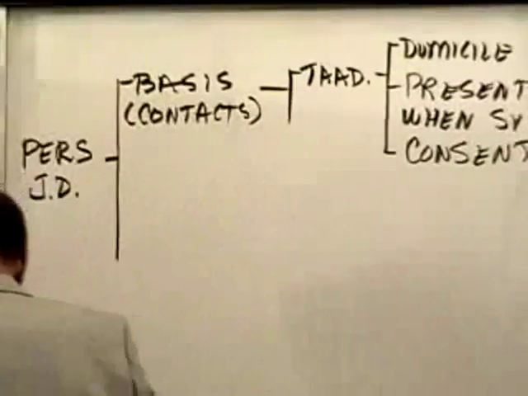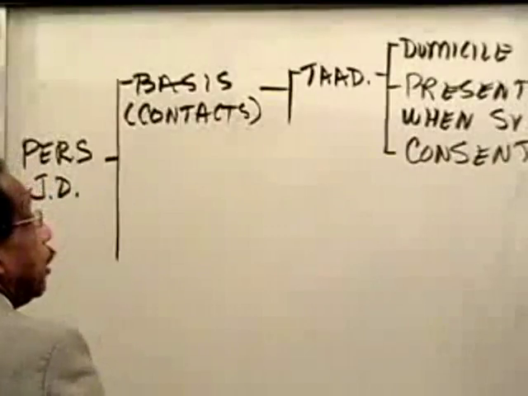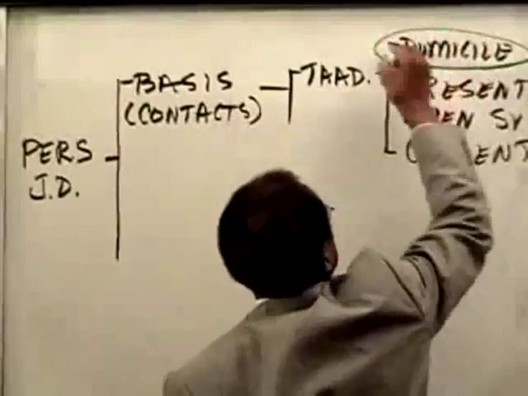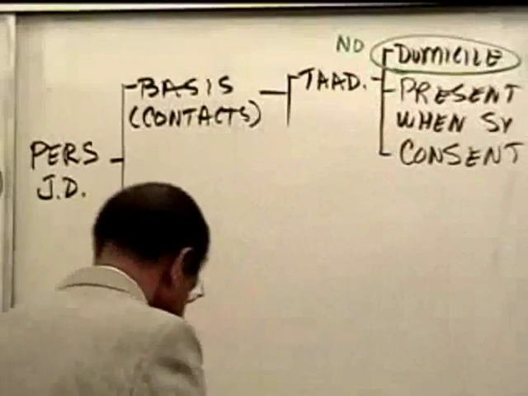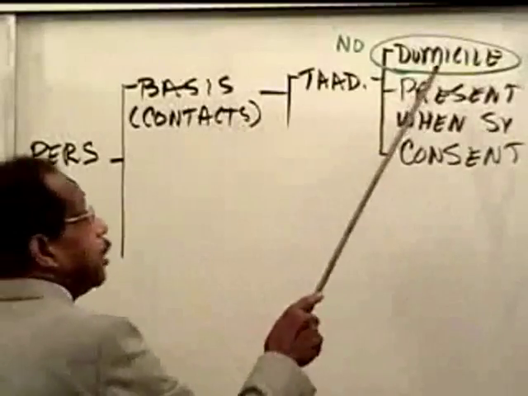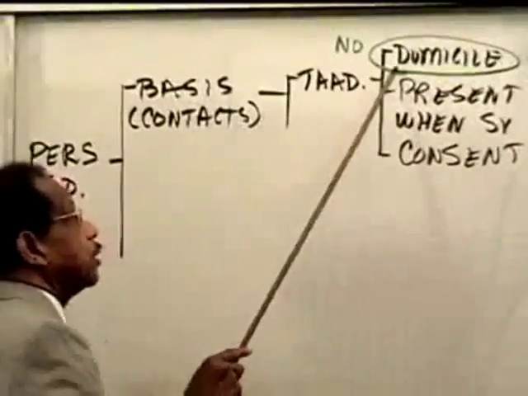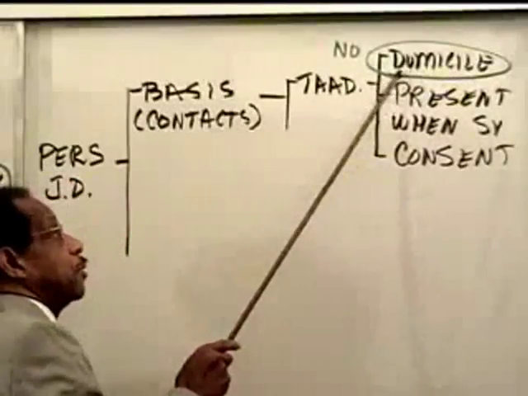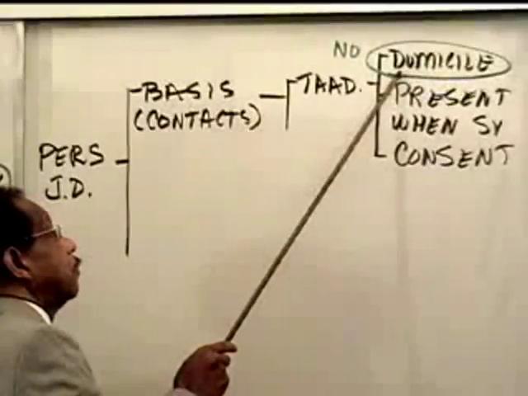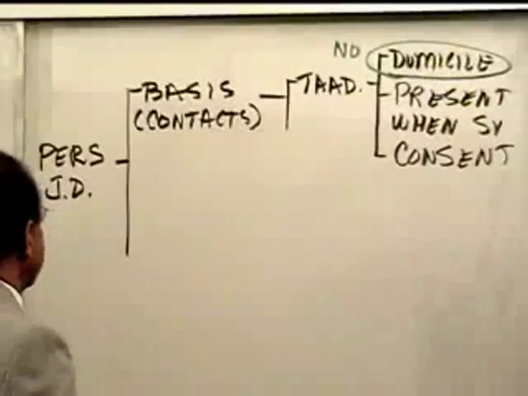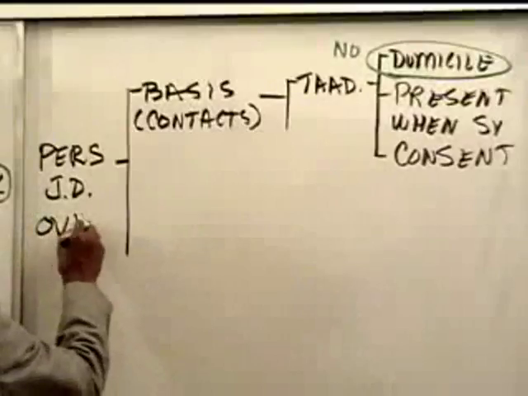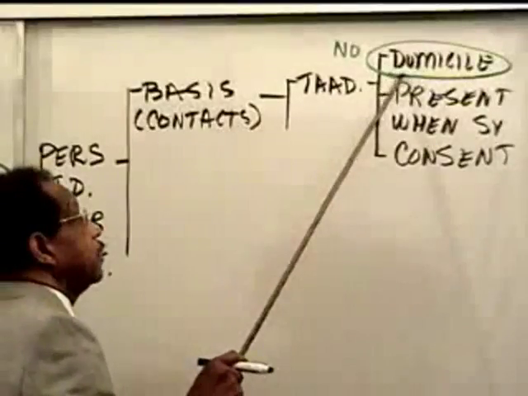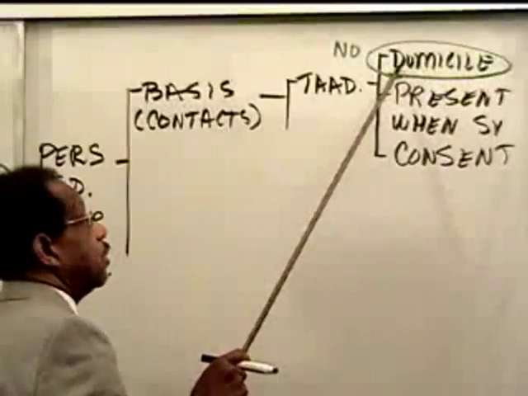Now, in our case, is AmCorp domiciled in State B? And the answer to this basis part is no. They're not domiciled there. But don't forget, this is the place where you have to talk about the two places of domicile of the corporation: place of incorporation and principal place of business. You point out that the place of incorporation, you're told, is State A, and this is personal jurisdiction over AmCorp we're talking about here. And so AmCorp is not domiciled in State B, and State B is not its principal place of business.